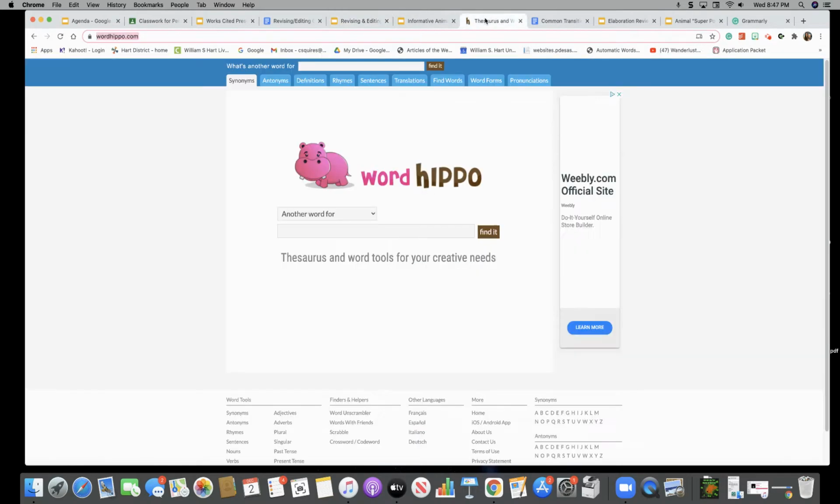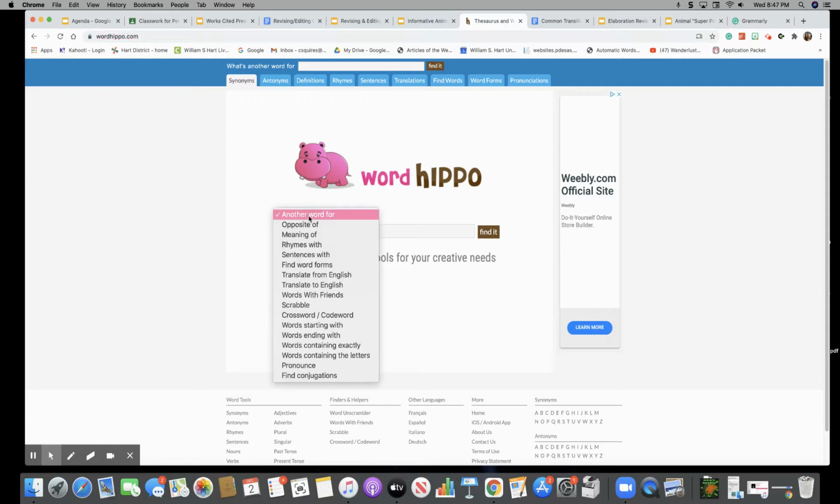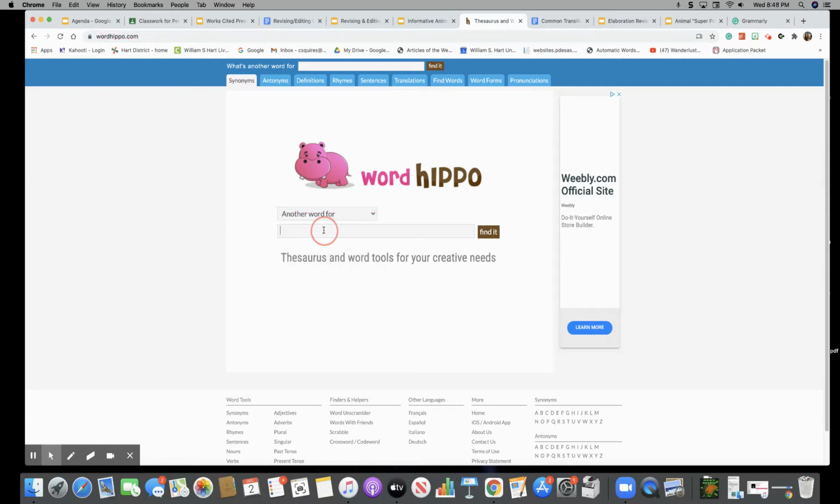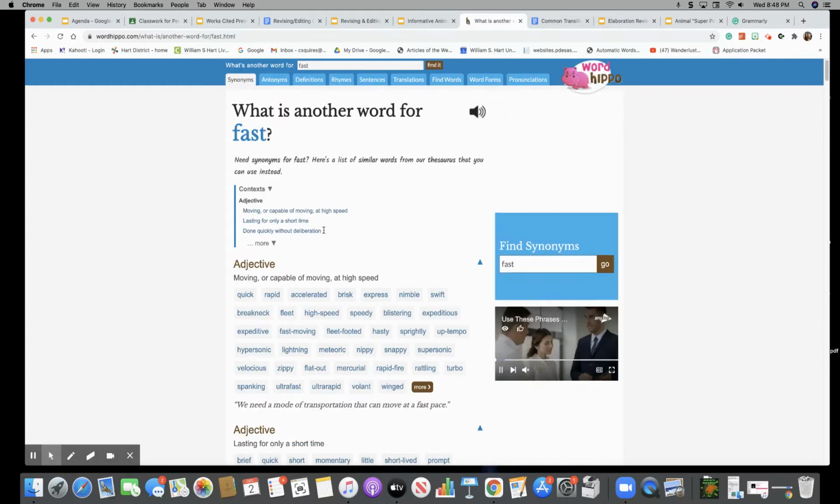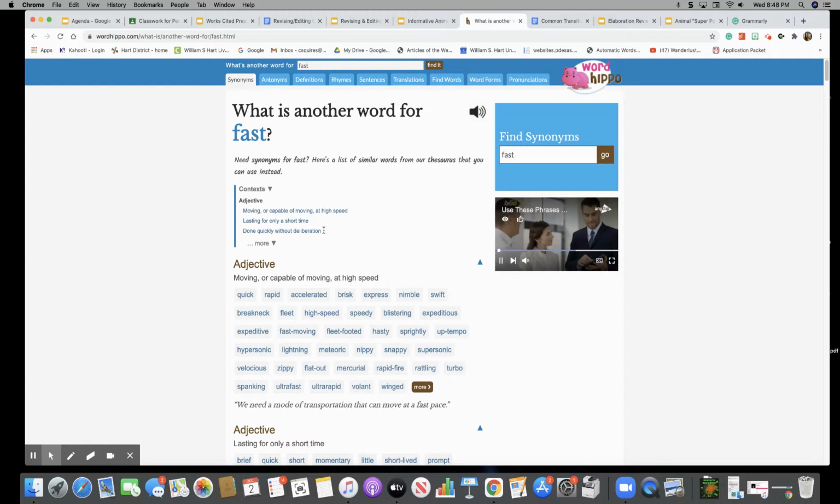Just as a quick example, when you go to Word Hippo, just make sure that you are on synonyms. And then it says another word for, and that's what I'm selecting. How about the word fast? Because I don't want to keep saying the fast cheetah. So I have quick, rapid, swift. Some of these words are not going to work, and then some of them will work for you.